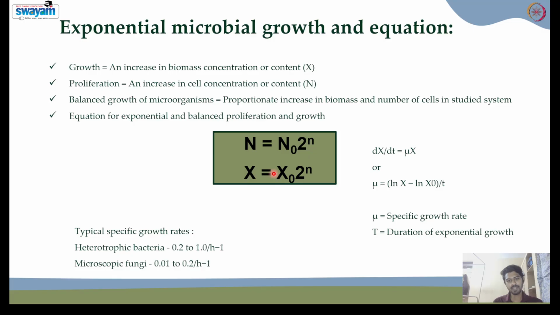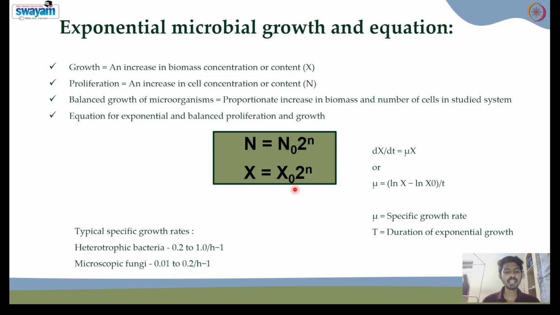How is it derived? If it refers to cell proliferation, we use N is equal to N naught 2 to the power of n. If you refer to the cell growth, we call it X is equal to X naught 2 to the power of n. So first we will try to understand these terms, where N is the number of viable cells, N naught is the number of initial viable cells, and n refers to the generation.